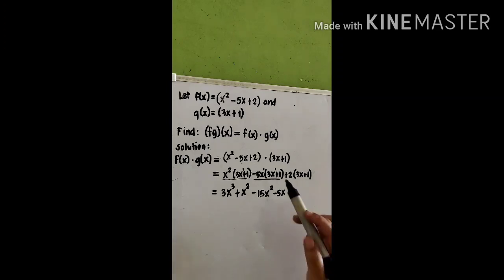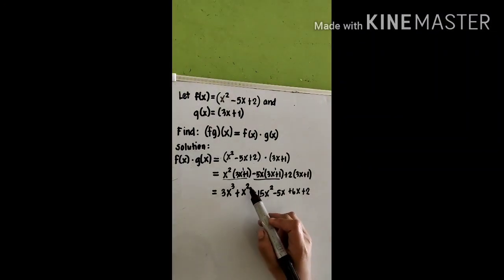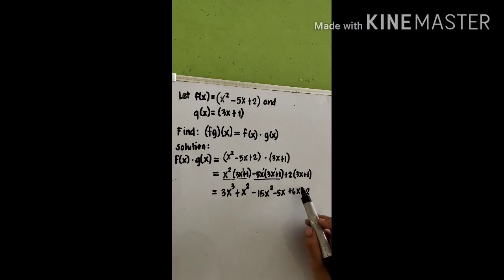And lastly, we have the term 2. So 2 times 3x plus 1. So positive 2 times 3x, that's positive 6x. And then positive 2 times 1, that's positive 2. And for now, we are going to arrange our equation. So luckily, the equation is already in its descending order because we have the degree or the exponent 3 here, and then 2, 2, and then 1, 1. And then the constant 2.